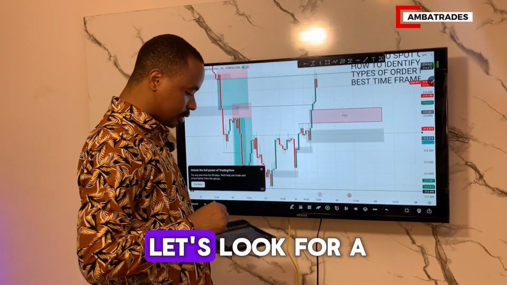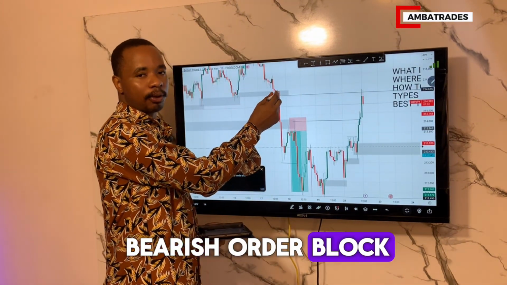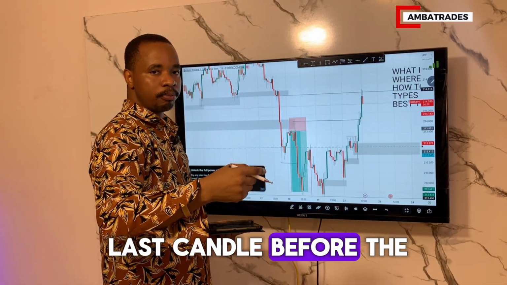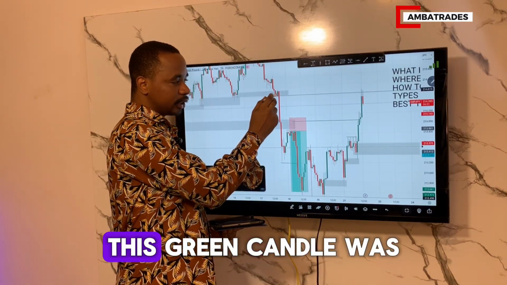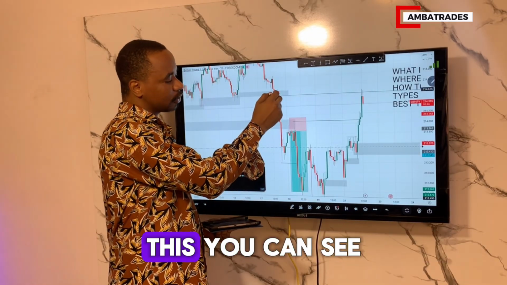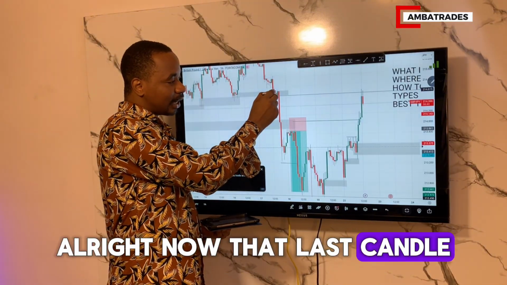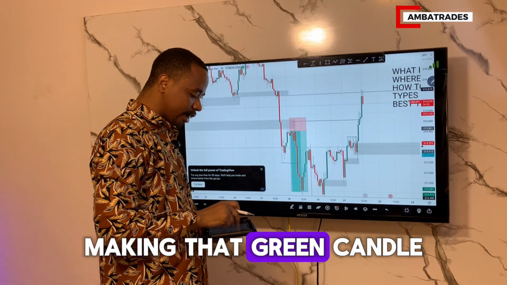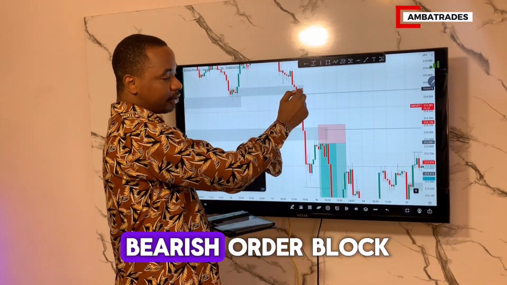Let's look for a bearish order block. Now, this is a bearish order block. Remember, I said the last candle before the market moves aggressively. Now, what was the last candle? This green candle was the last candle, and the market moves aggressively. You can see that this market was very aggressive going down. That last candle, which is the last opposite candle, is the green candle right here, making that green candle automatically an order block. So that is a bearish order block.